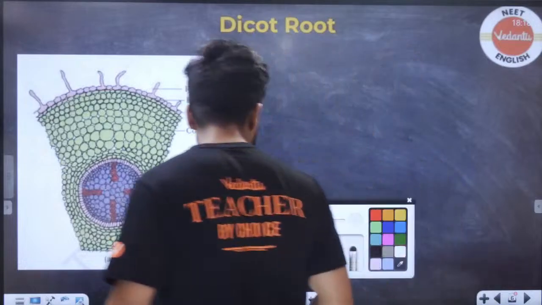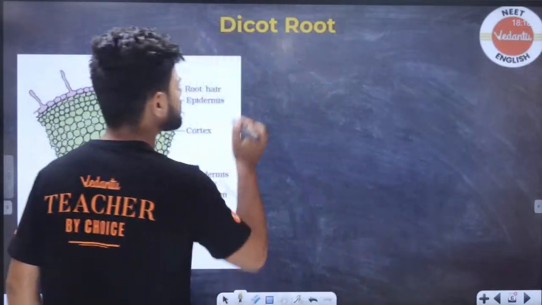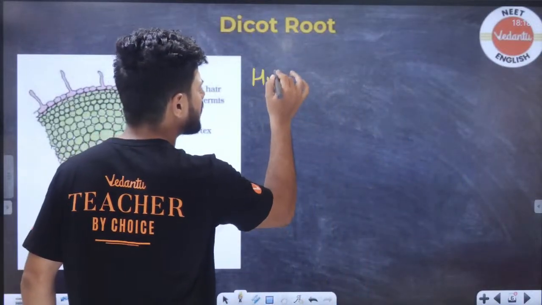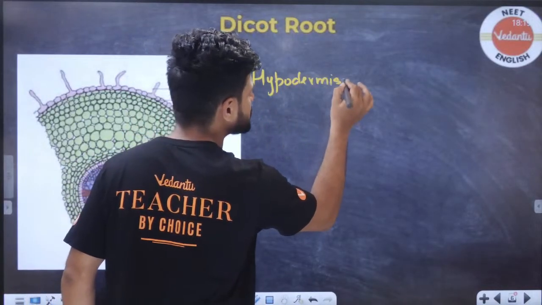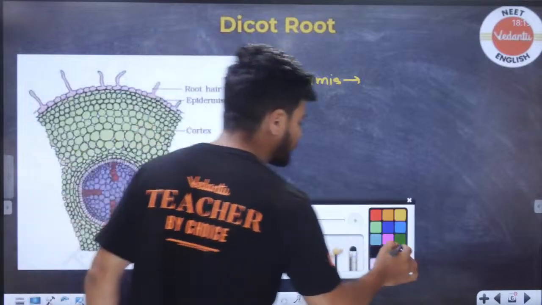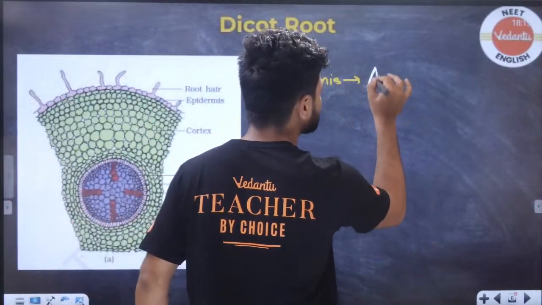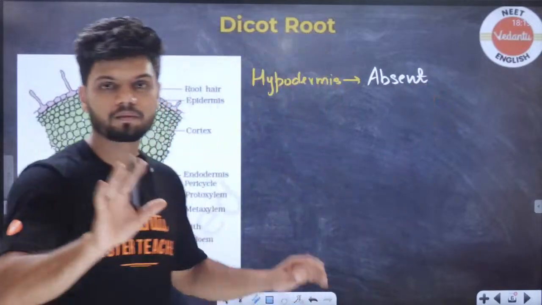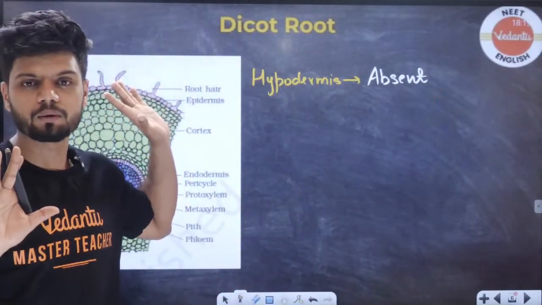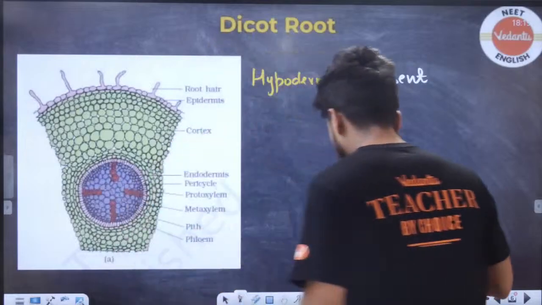Now, there is a famous question here. The famous question is, do you find hypodermis here? No, sir. Hypodermis is completely absent in the case of your root.